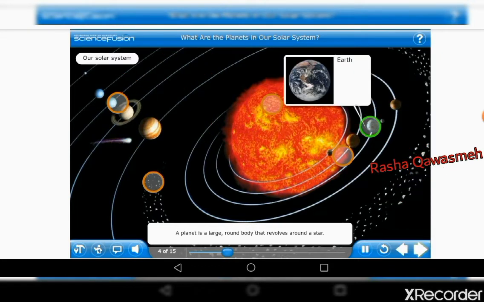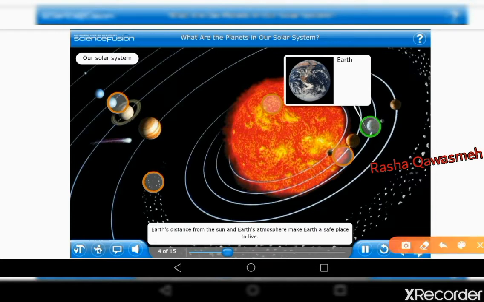Okay, let's see this. A planet is a large round body that revolves around a star. There are 8 planets in our solar system. So 8. Earth is the only one known to support life. Earth's distance from the sun and Earth's atmosphere make Earth a safe place to live. Some planets have many moons. Earth has one. Okay, and Earth is located in a zone which is called the life zone.